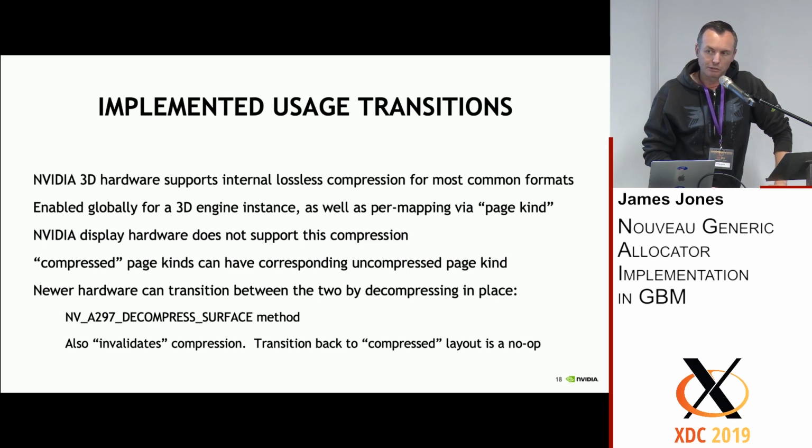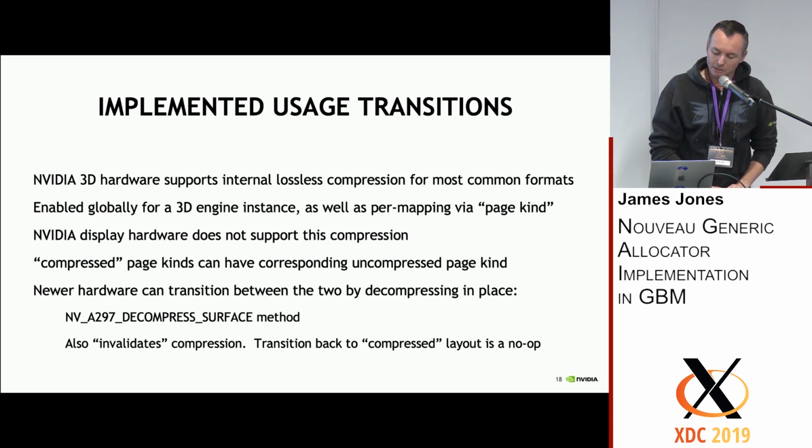Unfortunately, NVIDIA display hardware does not support this compression. So if you're doing the most basic thing, rendering some data to an image that you want to scan out to display to the user, you have to make sure it's not compressed data before you get to the scan out phase. Fortunately, though, like I said, most of the compressed page kinds have a corresponding uncompressed page kind that use the same underlying bit layout when they're actually in memory, but just don't contain the compression metadata.